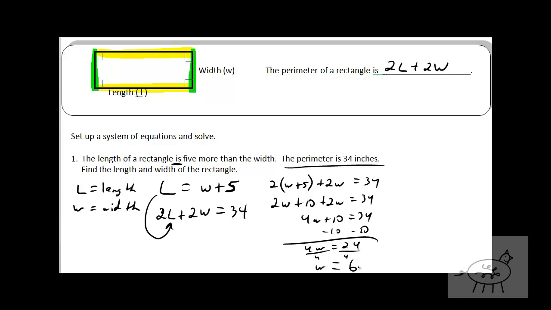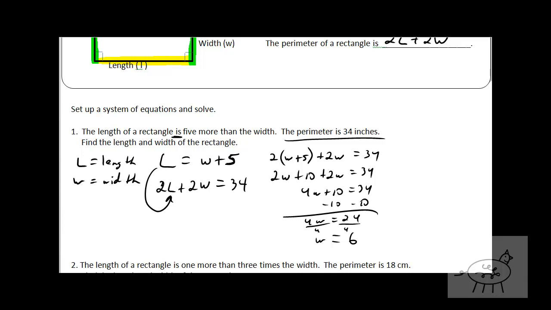Okay, so the width is 6, and let's put our units here. It even tells you the units for this one, which is good. It says inches. Alright, so it's good to have that. So width is 6 inches.